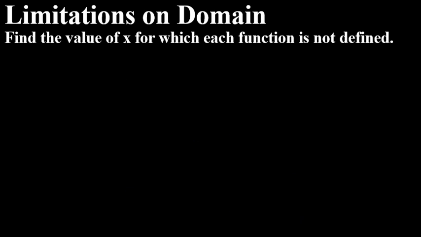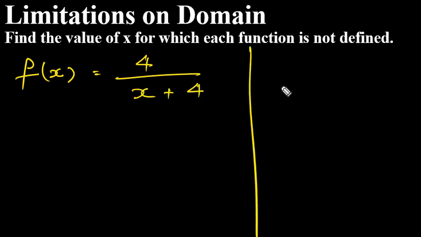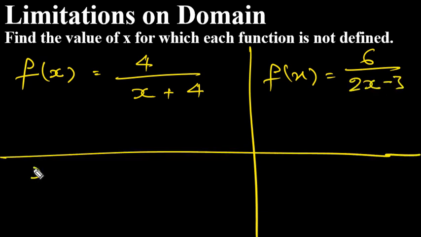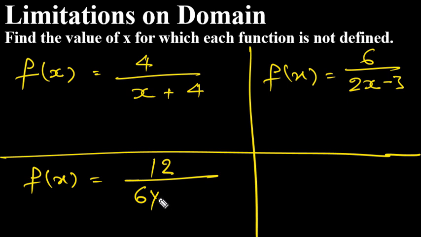So you can try a few questions by yourself. Let me write them here. f of x equals 4 over x plus 4. f of x equals 6 over 2x minus 3. f of x equals 12 over 6x plus 4, and f of x equals 3 over x. So try these questions and I'm sure you will definitely be able to solve them, right?